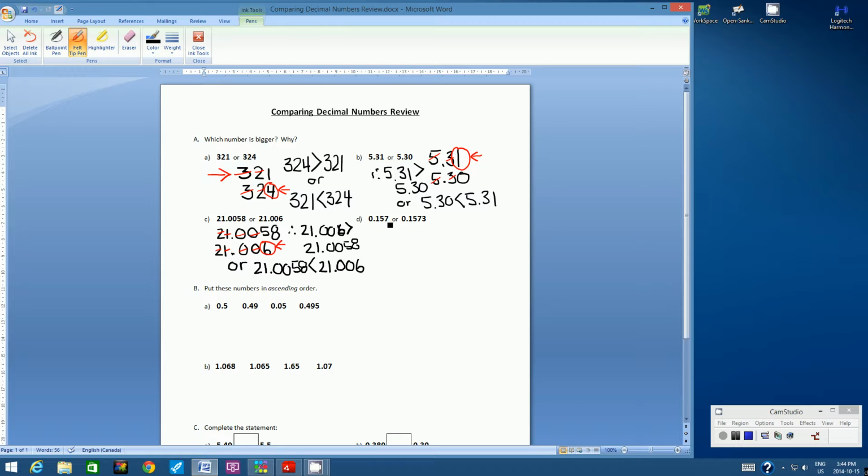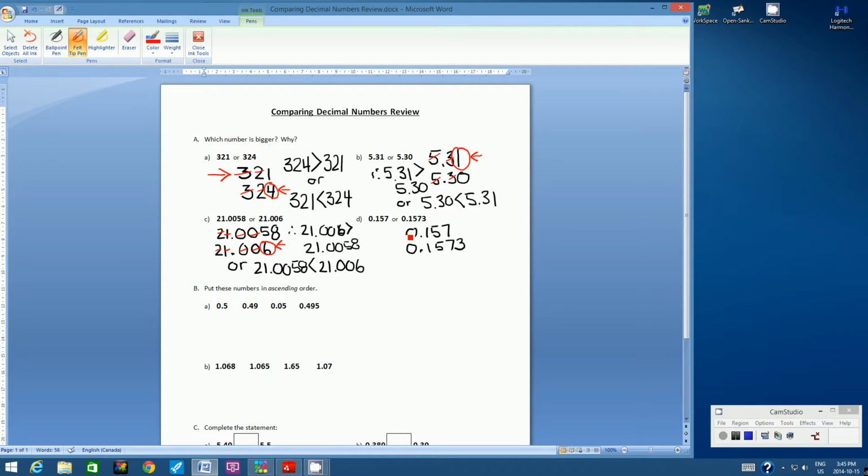All right, 0.157 compared to 0.1573. So let's write these numbers right on top of each other. 0.157. We have a 1 in the tens column, a 5 in the hundreds column, and a 7 in the thousands column. We write the next number below it. We line up the decimal places. 0.1573. Now you might be thinking, okay, well, you know what? I'll get there. So let's go place value by place value.